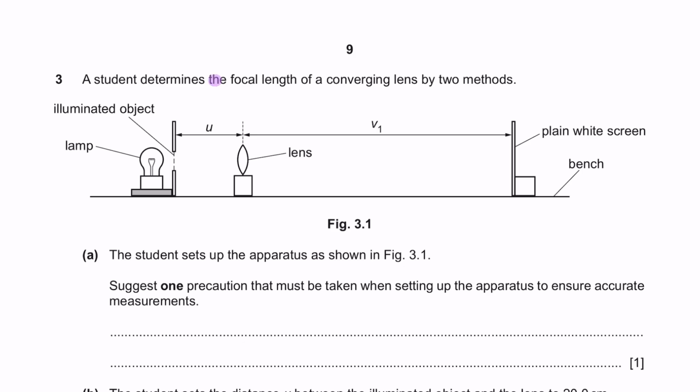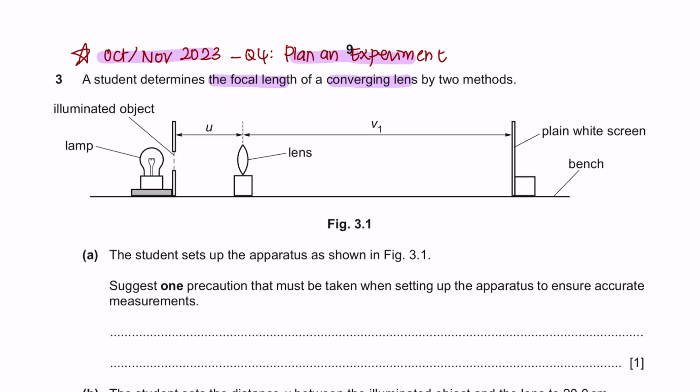A student determines the focal length of a converging lens by two methods. This question was also asked in the October-November 2023 paper in Planning and Investigation. So you can see that all the experiments are usually repeated, and practicing your past papers can really be helpful.